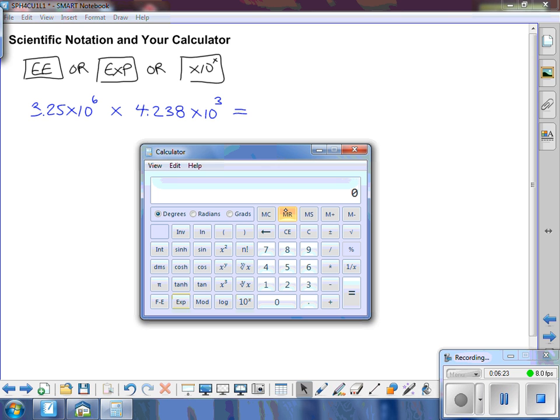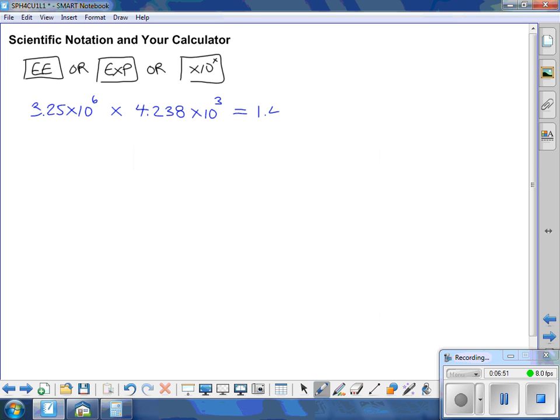I'm going to punch in 3.25 EXP 6, and you'll see that the E notation tells me that I'm using scientific notation. Then I simply hit multiply by 4.328 EXP 3, and I hit equals, and my calculator will spit out a very large number, and it's fine. I'm not too worried if that's the number you write out. However, to save myself some time, I'm just going to write 1.4 times 10.